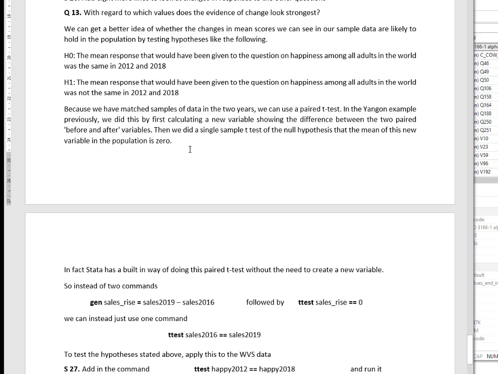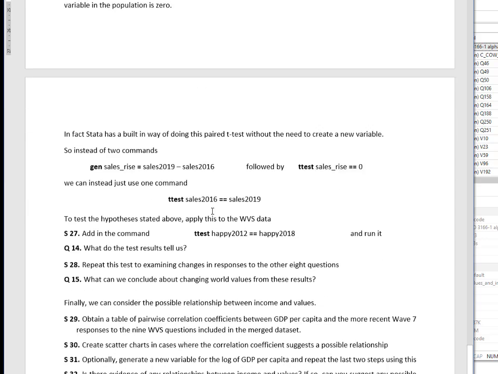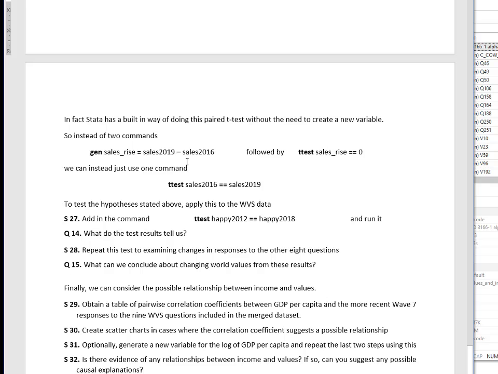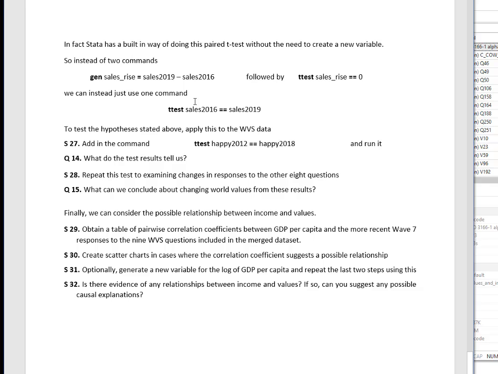When I did that before, the Yangon example, we generated a new variable with the difference between the old variables and then tested whether or not that mean is 0. Because it's so common, Stata just lets you do it in one command. So instead of doing that, we could have just typed that and we get the same results.